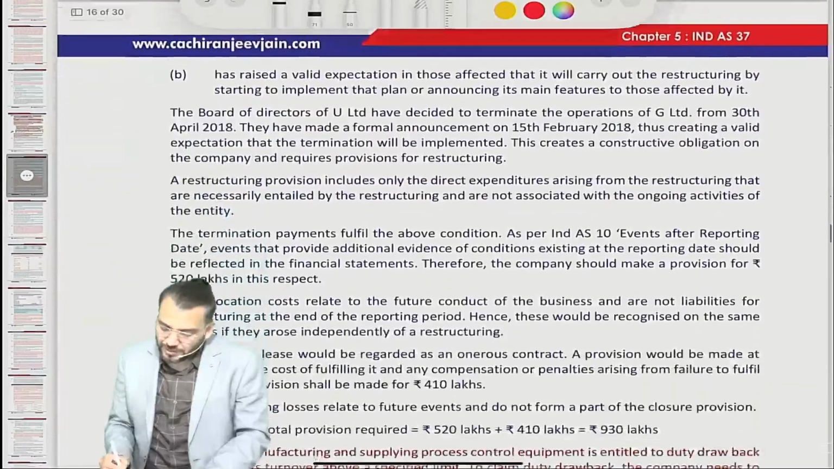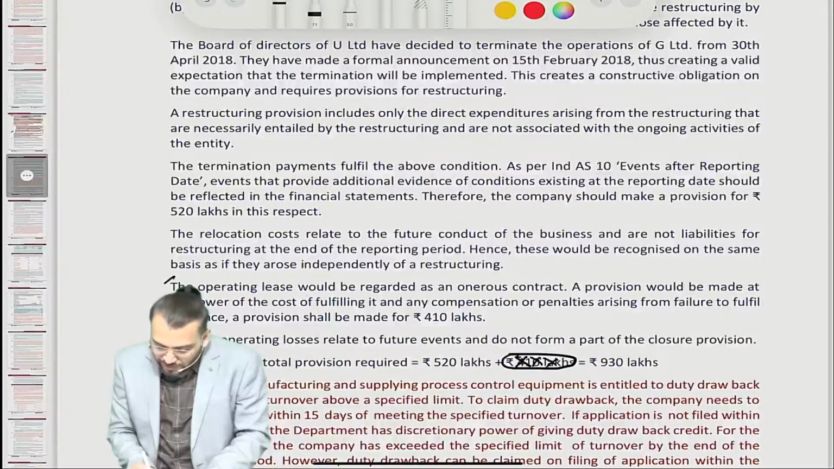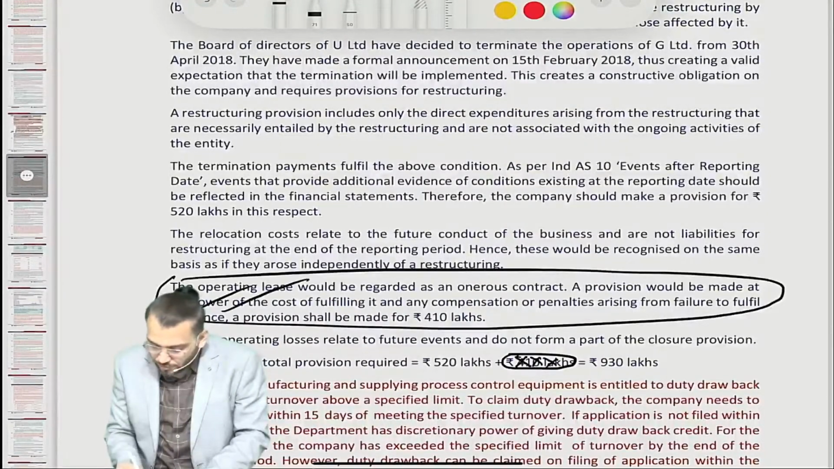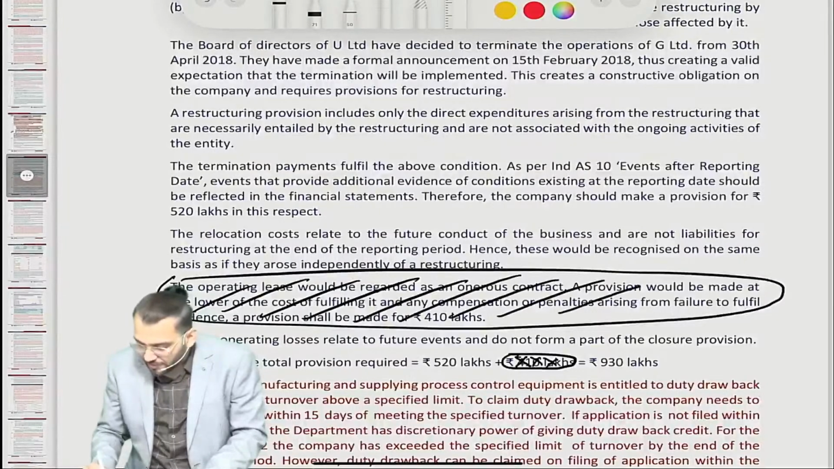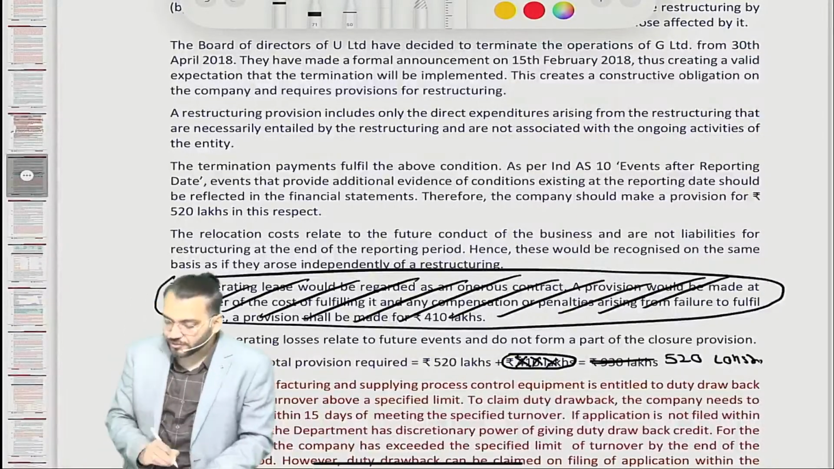You can read it, and at the end, this you delete, because that para is deleted. Now this para also you delete. This para also you delete. Means your answer will be what? How much? 520. Understood.